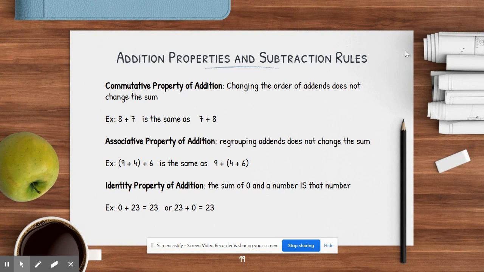The second property is called the associative property of addition. Again, the of addition is important because there's also one of these in multiplication land. Here's what the associative property says: we can group addends together, and if we change how we group them, it's not going to matter because the sum is still going to stay the same.